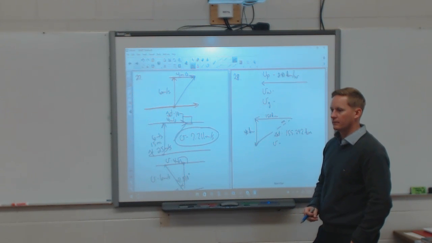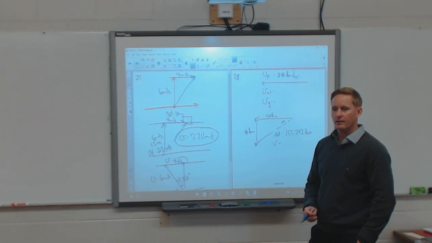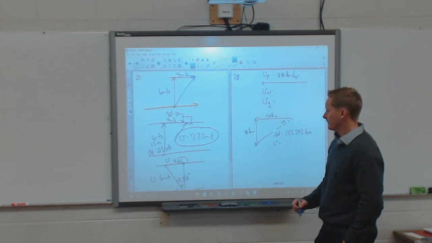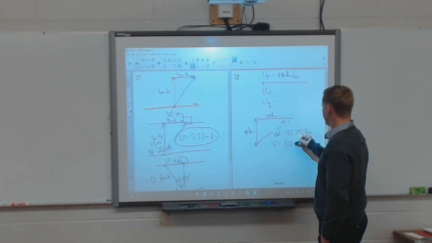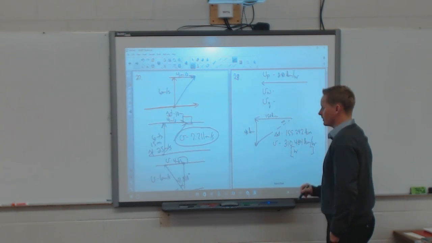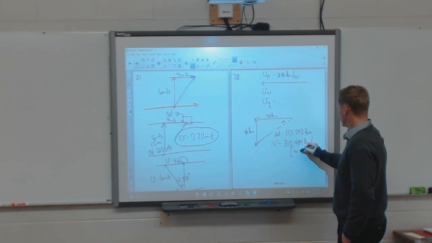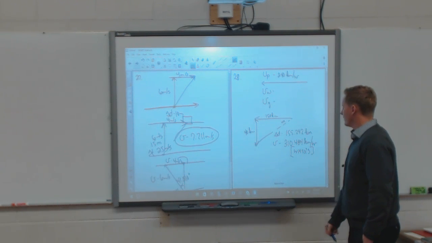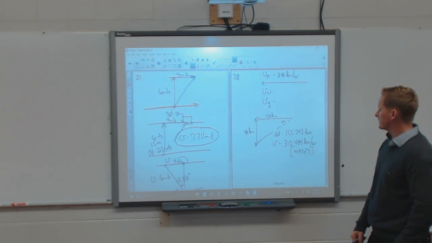What's my distance? 155.242. And I'm dividing it by what? Which gives me what? 310.484. Good. Okay, so the only other thing I need now is that direction. 14.931 degrees. West, 14.931 degrees south, right?